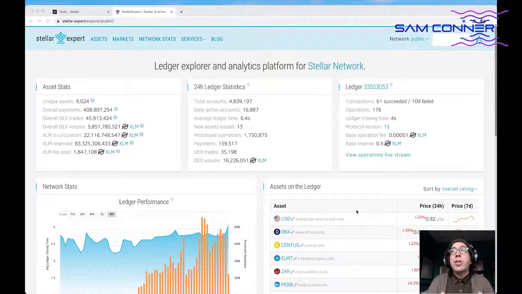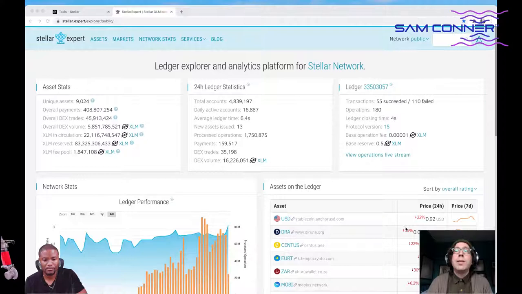And so when I say that we right-sized the lumen supply, what we did was that we took 50 billion of those lumens and we sent them to a locked account. Okay. 50 billion of those lumens actually moved out of circulation and into an account that can no longer sign any transactions. So they are now essentially withdrawn from circulation.